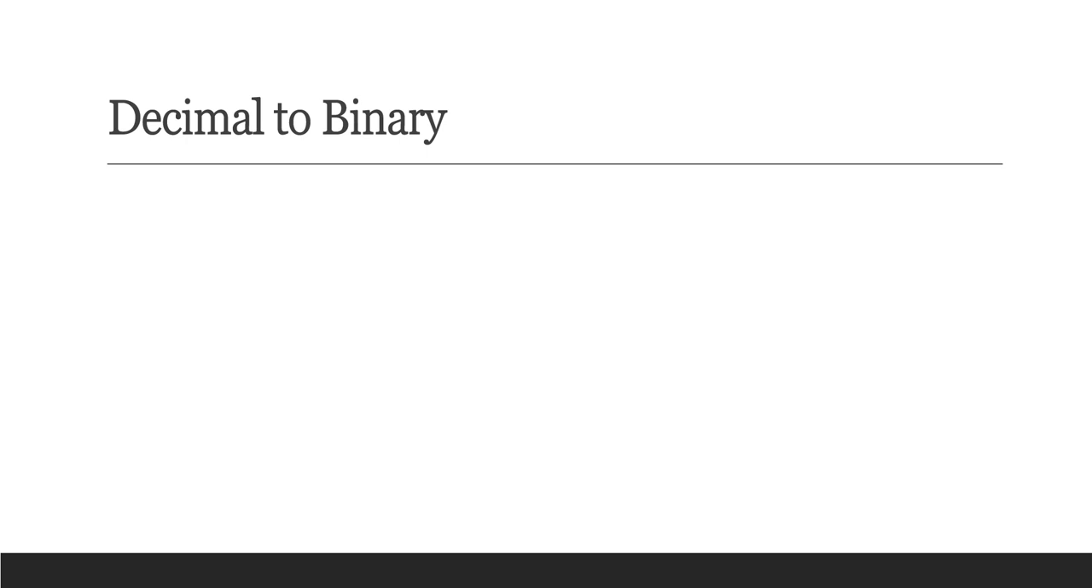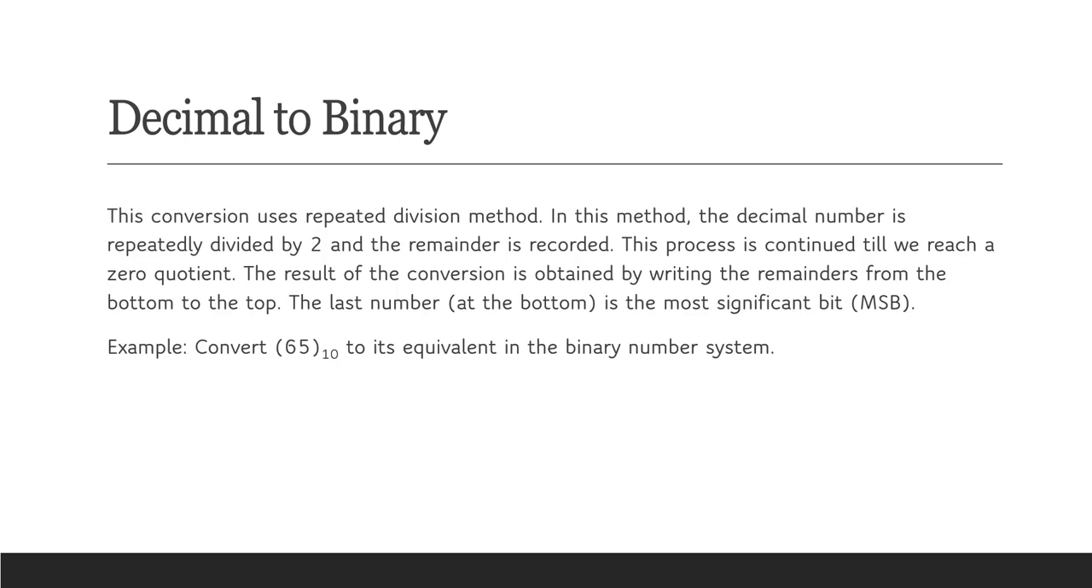Decimal to binary. This conversion uses repeated division method. In this method, the decimal number is repeatedly divided by 2 and the remainder is recorded. This process is continued till we reach a zero quotient. The result of the conversion is obtained by writing the remainders from the bottom to the top. The last number at the bottom is the most significant bit, that is the MSB.